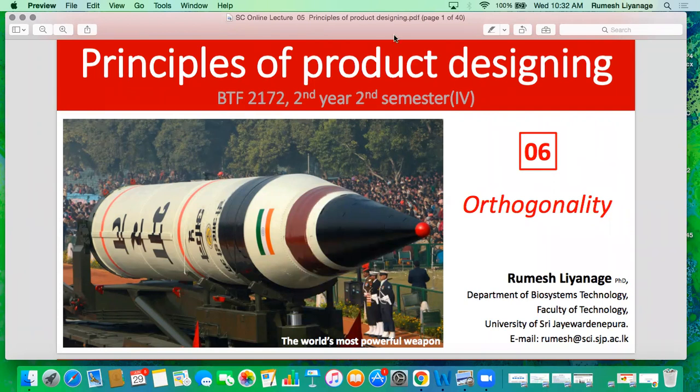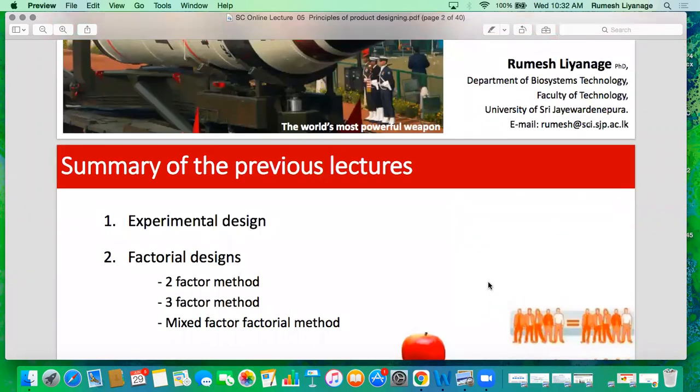So the last week we have discussed some factorial designs. So I suppose that you are familiar with these designs now. Let's move to the other part. It's called orthogonal designs today.